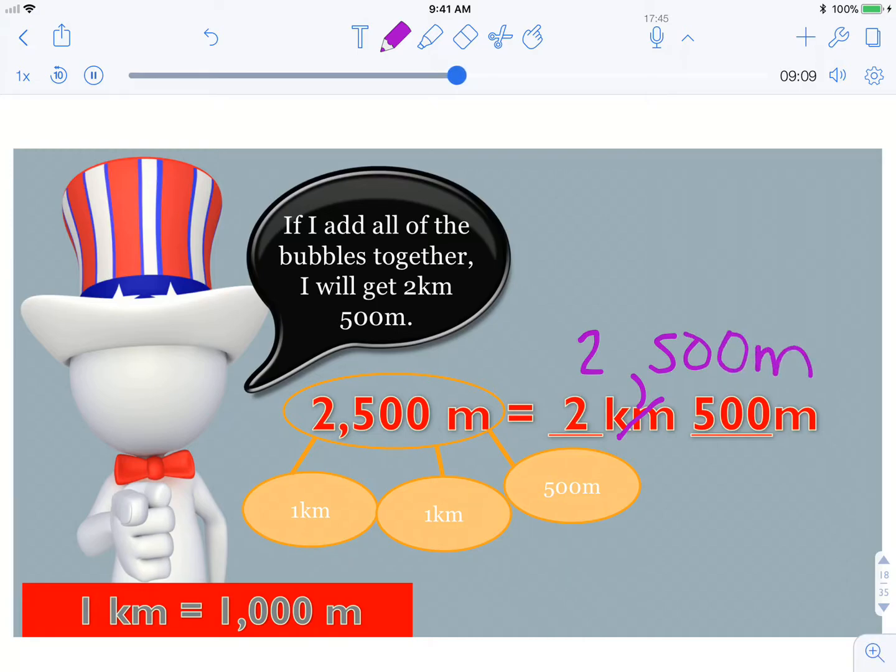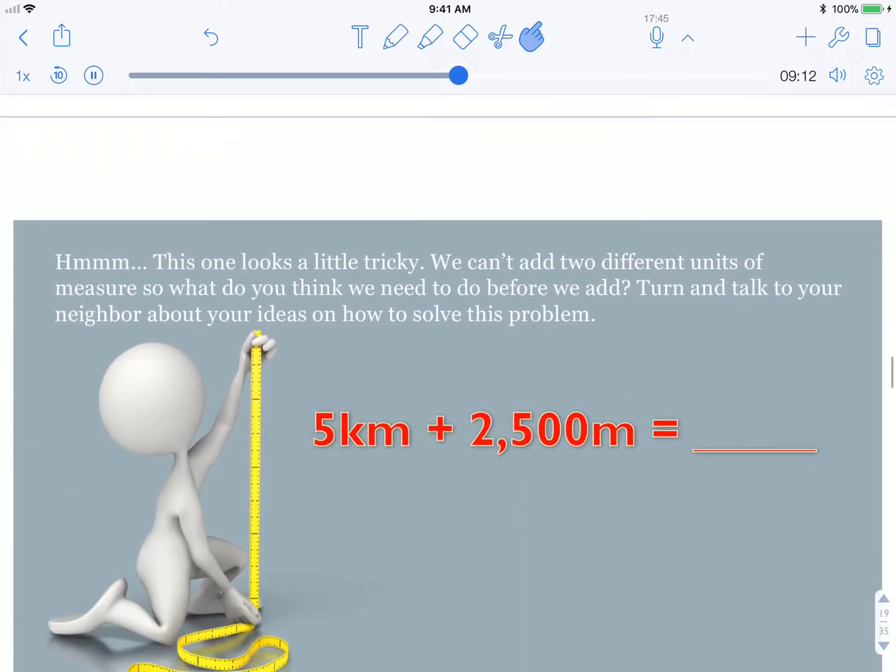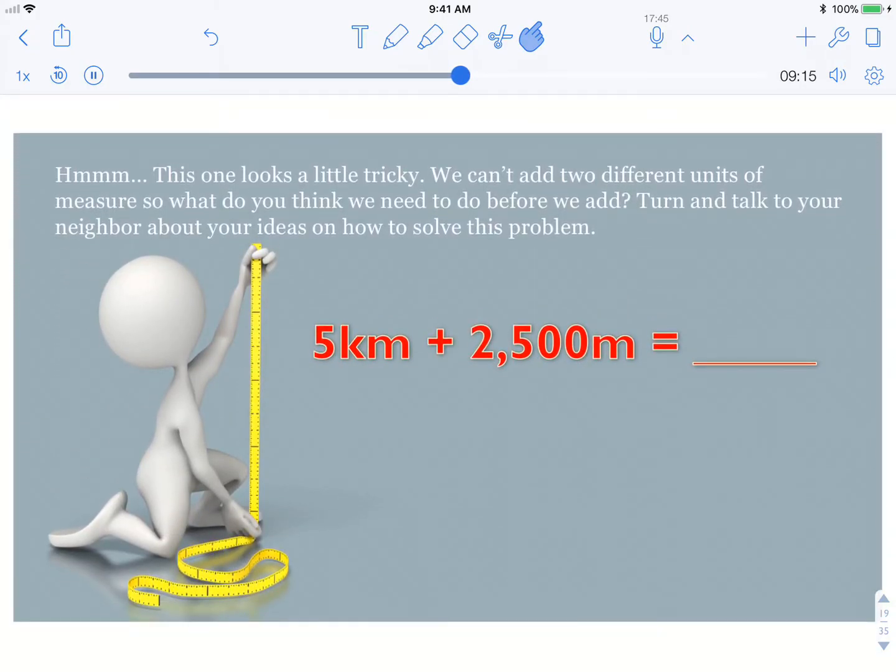Okay. This one looks a little tricky. We can't add 2 different units of measure. So what do you think we need to do before we add? Why don't you think on this a minute? What do we need to do? You can't add 2 different units. What do we need to do?